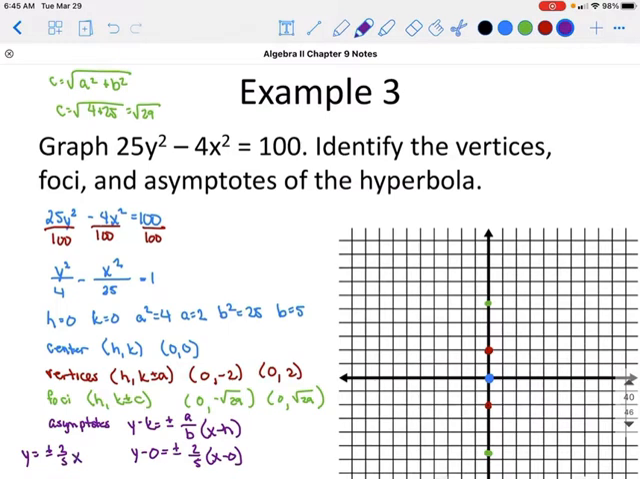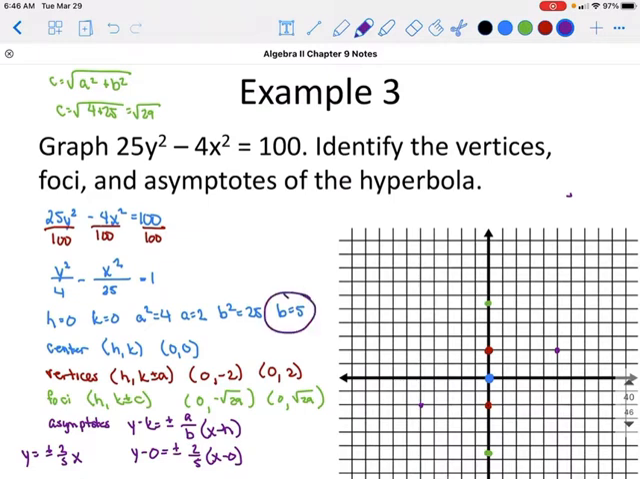So if you want, you can just graph your equations from there. I can go up to over 5. Down to over 5 and draw my line from there.